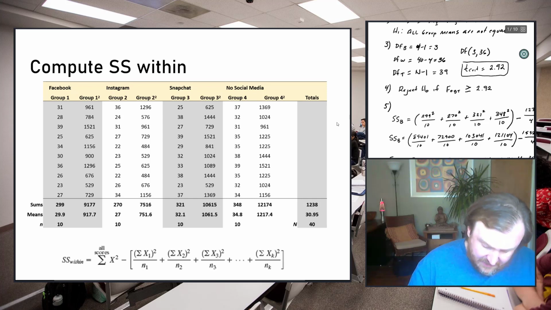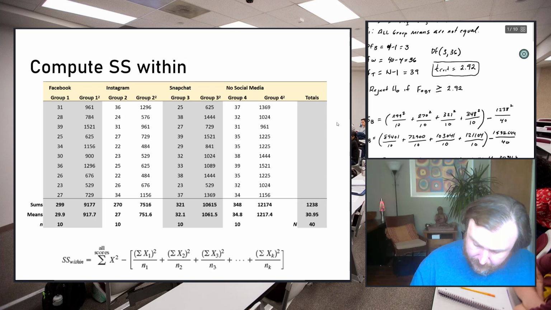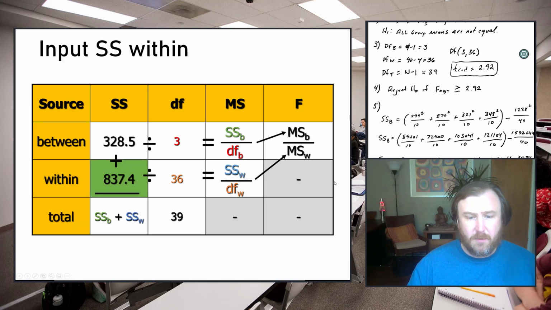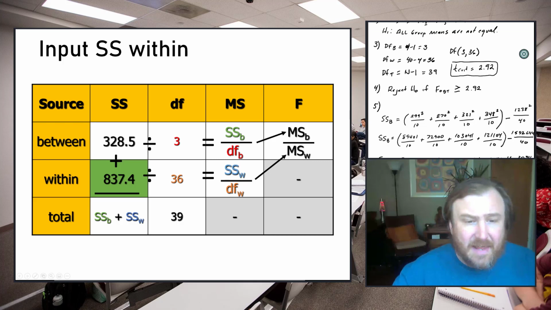Okay, so let's compute this out. This is equal to 39482 minus 38644.6, which is 837.4. Okay, so that is our sum of squares within value. And of course, the next step is going to be to add that to your ANOVA table.